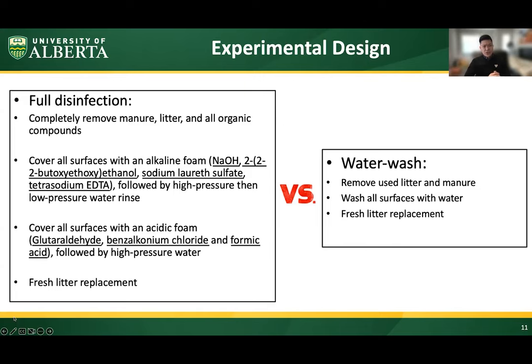More specifically, for the full sanitation, we tried to keep the barn as clean as possible at the production level. In this case, after removal of the used litter, a commercial chemical disinfectant was applied, followed by multiple water rinses and fresh litter placement. And as for water washing barns, we removed the used litter. The chicken house was then water washed, followed by fresh litter placement.